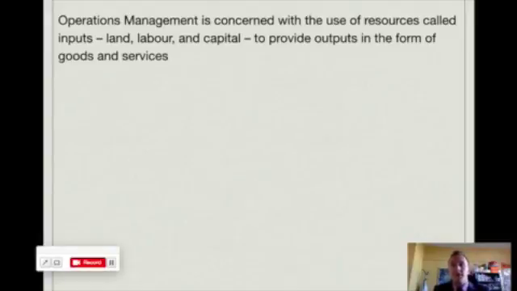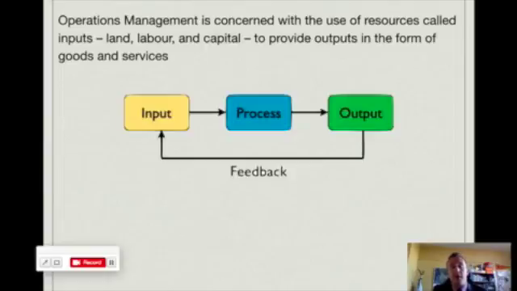Now, operations management, like I said, is concerned with the use of inputs called land, labor, and capital to provide outputs. And there's a kind of feedback loop. Inputs get processed through something called the transformation process. We're going to talk about that in a second. They become outputs, and then that influences the types of things that get remade. This could be through customer feedback, or it could be right in the operations process itself.